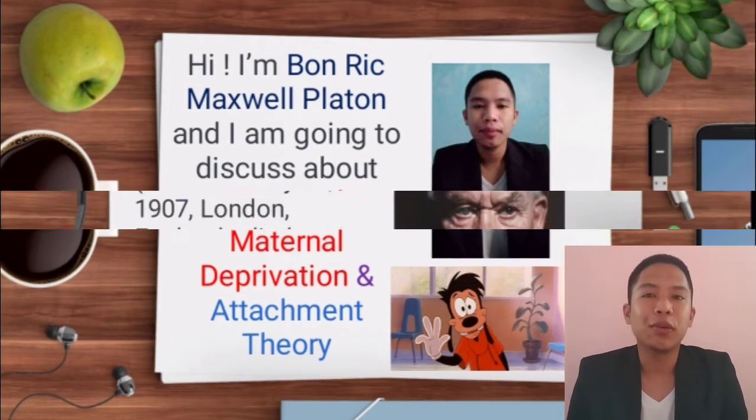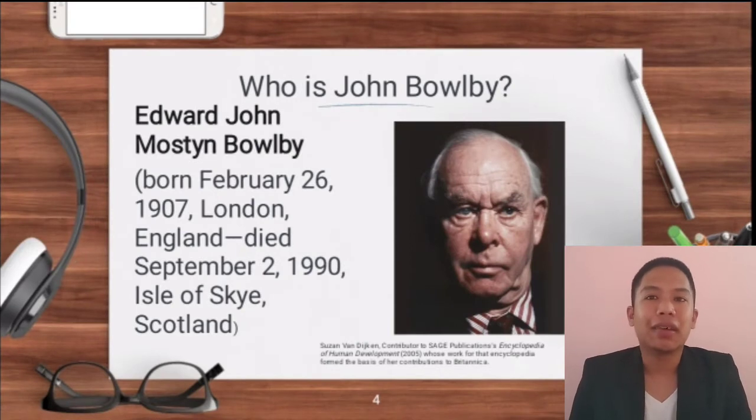First is, who is John Bowlby? His full name is Edward John Mostyn Bowlby. He was born on February 26, 1907, in London, England, and he died on September 2, 1990, in the Isle of Skye, Scotland.